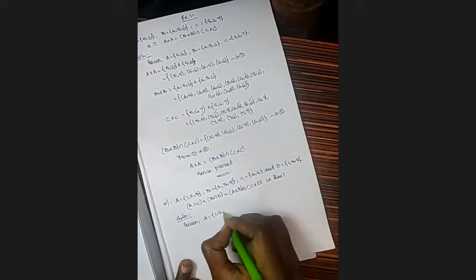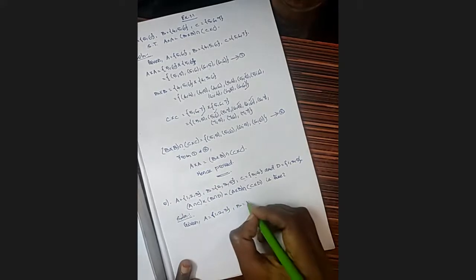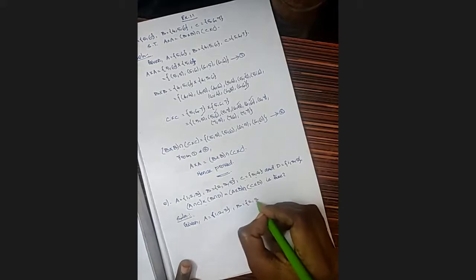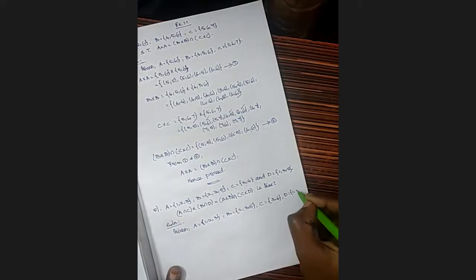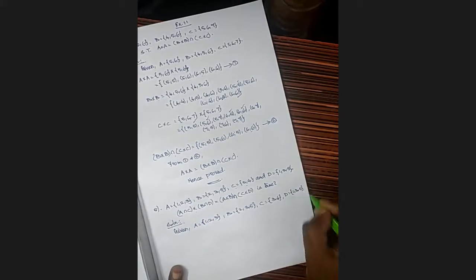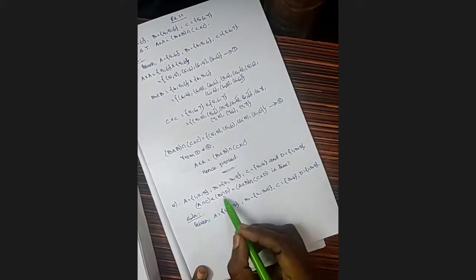So first we have to write the given sets. Given A equal to {1, 2, 3}, B equal to {2, 3, 5}, C equal to {3, 4}, and D equal to {1, 3, 5}. So first we are going to find out the left hand side.